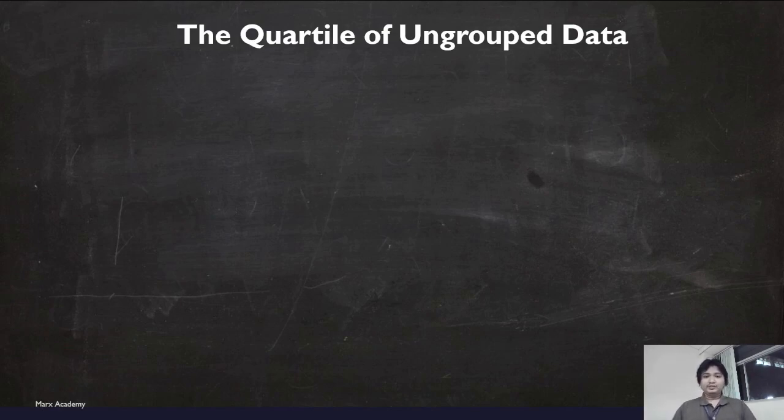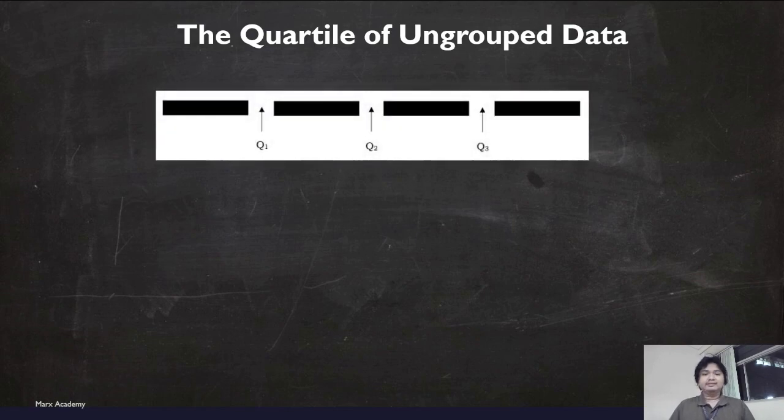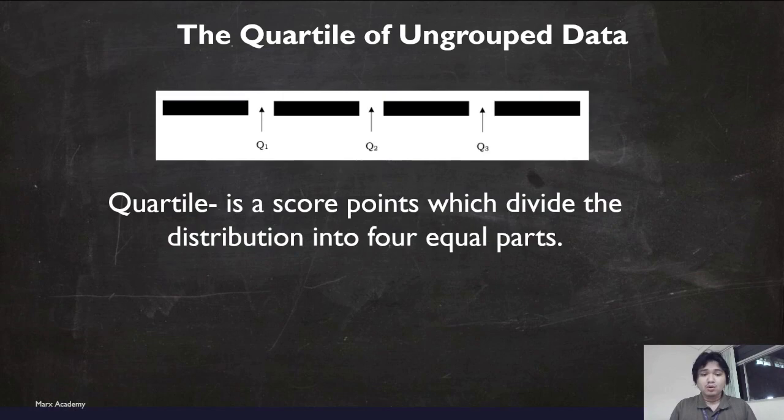Hello community, today we're going to discuss the quartile of the ungrouped data. So first of all, what is quartile? Quartile is a score point which divides the distribution into four equal parts.